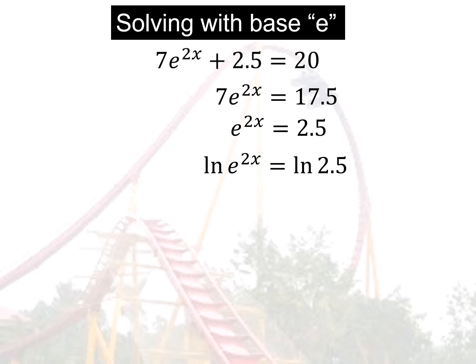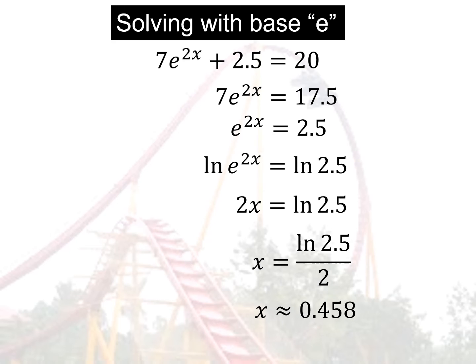From here, we are going to apply ln to both sides of the equation. So your 2x will go down because we undo or reverse the process. So 2x equals ln 2.5. Dividing both sides by 2, we will be getting ln 2.5 over 2. And using the calculator, x is approximately equal to 0.458.